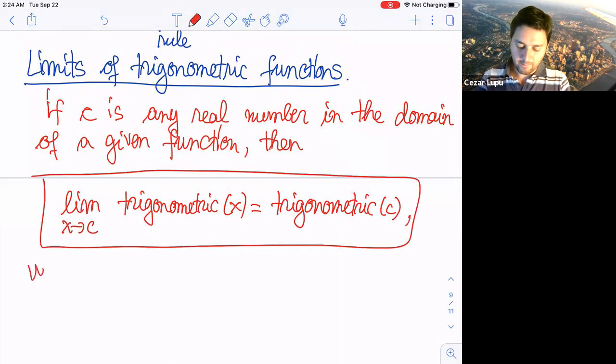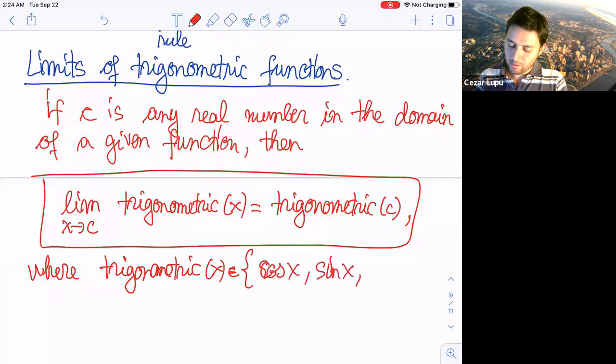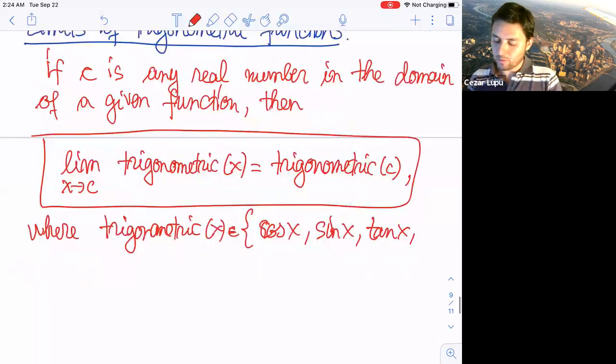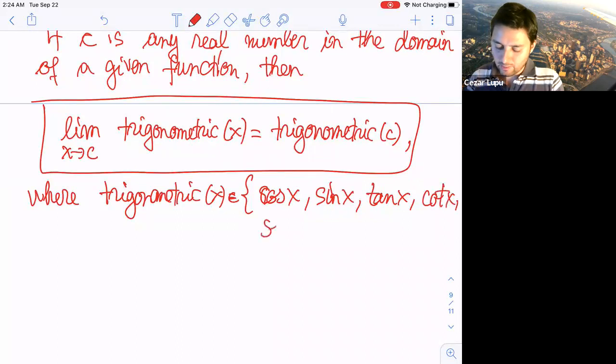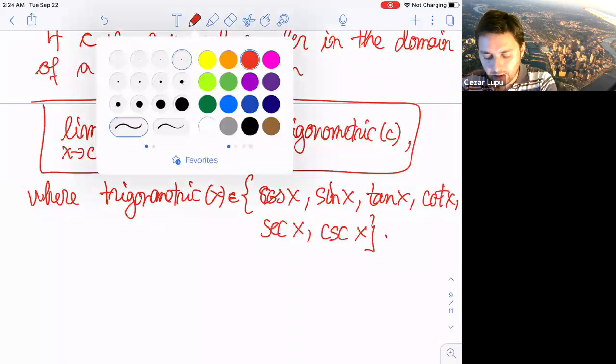Where trigonometric belongs to the following set: cosine of x, sine of x, tangent of x, cotangent of x, secant of x, and cosecant of x. So any of these functions, you plug it in, it will give you the value of the function at c. All right, so you expected this to happen.